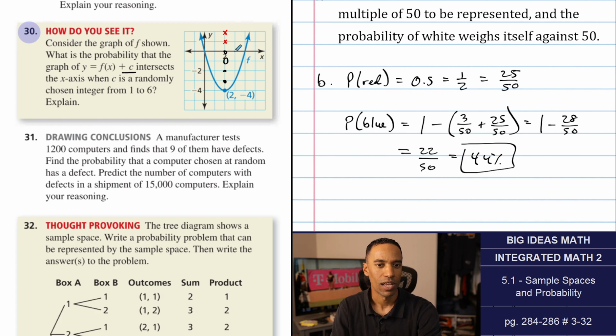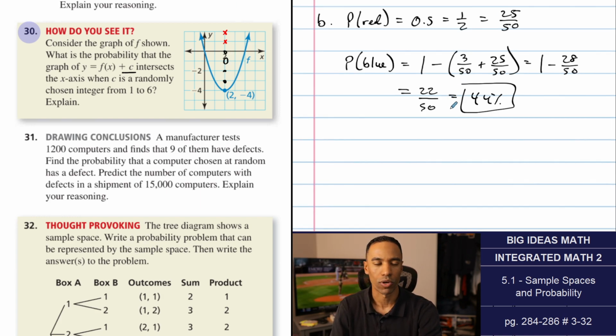So we hit it on 4 out of the 6 times, or 2/3 of the times. I think that's what they're saying, because the f of x plus c shows that there. So what is the probability the graph there intersects the x-axis?